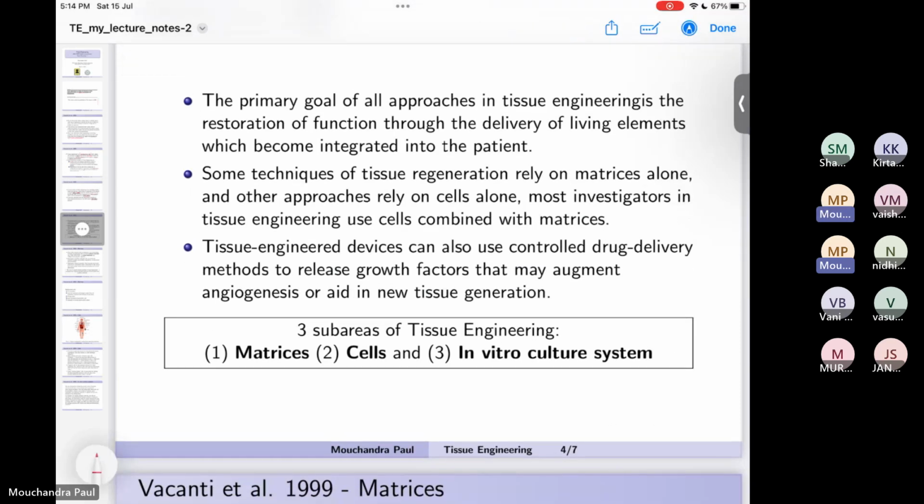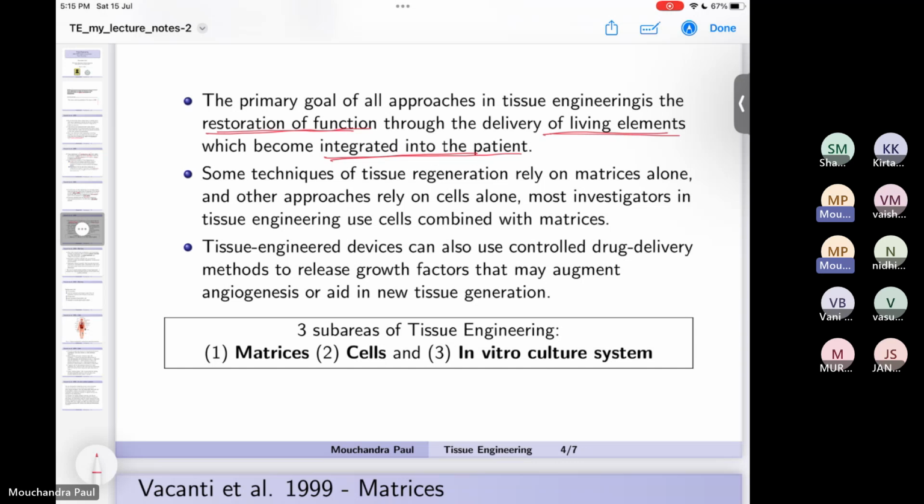The primary goal of all approaches to tissue engineering is the restoration of function. All right, so restoration of the organ function or tissue function through delivering of living elements, which become integrated into the patient. So your objective is to restore the function of the damaged tissue by providing some living elements like cells or growth factors, cells plus growth factors, or only a polymer scaffold or a combination. You can make combinations as well where cells, polymer scaffold and growth factors are there.